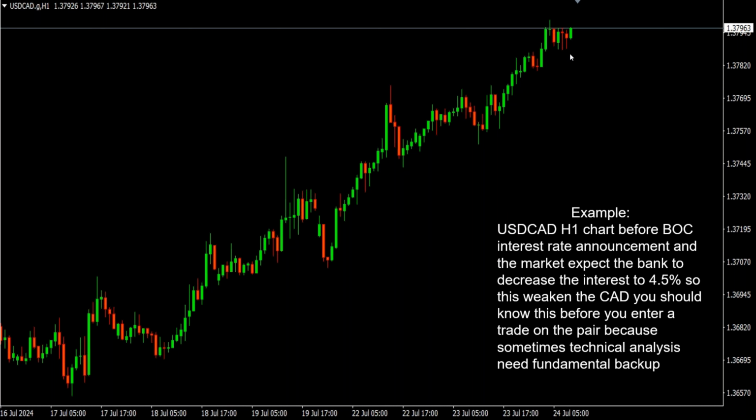I like it myself and I use it a lot, but you need fundamental backup, as we saw in this example. As a matter of fact, the Bank of Canada announced 4.5% as the market expected, and this affected the pair USD/CAD more, and it actually moved more than what you can see in this chart. It moved more to the upside. So if you were trying to get this reversal, you would not get it because of this fundamental fact. You see what I mean? When there is a fundamental fact, the chart cannot act against it. Sometimes it does, but it's not logical to wait for this rare chance. Let's move on.